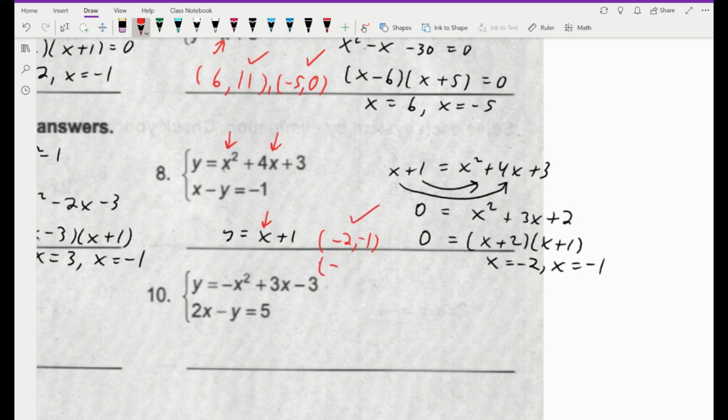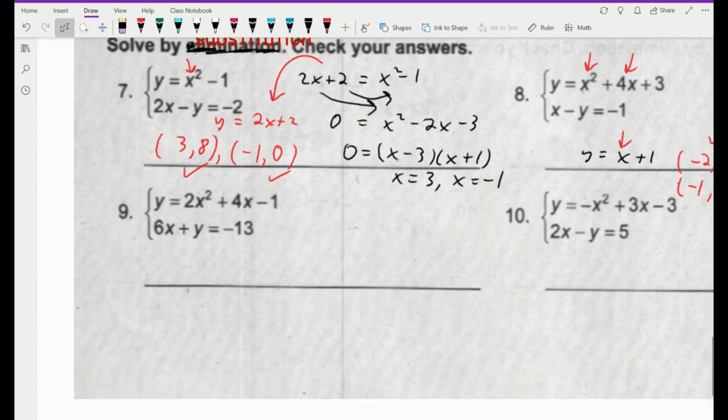Now we're going to plug in negative 1 for x and find the y. Plug the negative 1 here and negative 1 here, and we'll get 0. And if we plug the negative 1 here, we also get 0. So the solutions are correct. Negative 2, negative 1 is a point, and negative 1, 0 is a solution.